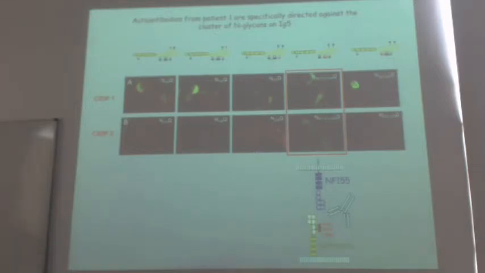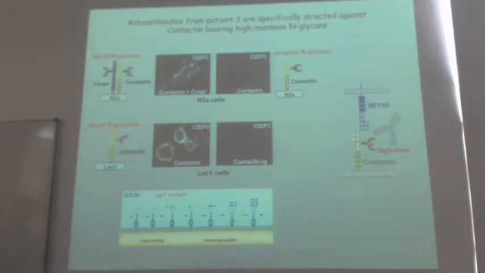In another patient, we determined that the immunoglobulins bound to the complex of contactin and Caspr expressed in neuroblastoma cells. But when contactin was expressed alone, it was not immunoreactive. Next, we tested whether contactin transfected in mutant cells could be immunoreactive. In this cell, contactin bears mannose-rich N-glycans, and it is immunoreactive for this patient 3. So this means that these autoantibodies specifically react against the high mannose form of contactin.